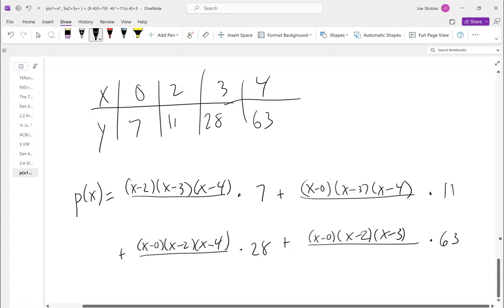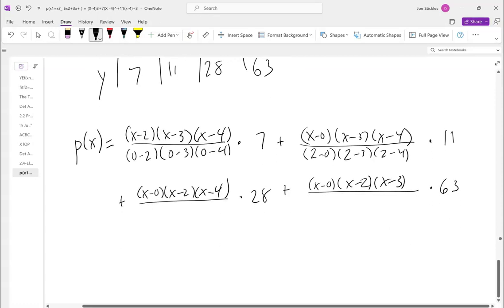Okay. All right. Then the denominators: I want to scale things so that we get a 1, right? When I plug in 0, I want 1. So what do I need to divide by? 0 minus 2, 0 minus 3, 0 minus 4. Good. All right, just plug in the 0 for the x, what you just wrote on the top, right? The next one will be 2 minus 0, 2 minus 3, 2 minus 4. Good.